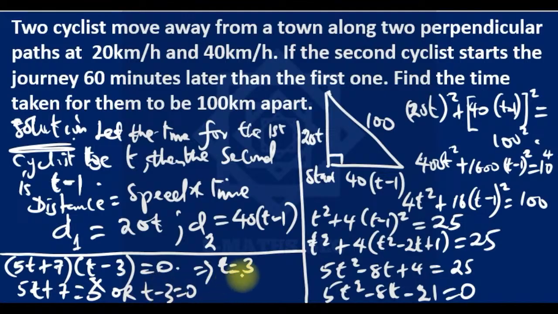Time is always positive. So to find the time taken for them to be 100 kilometers apart, the time is 3. So t is 3. So that's our answer. 3 hours.